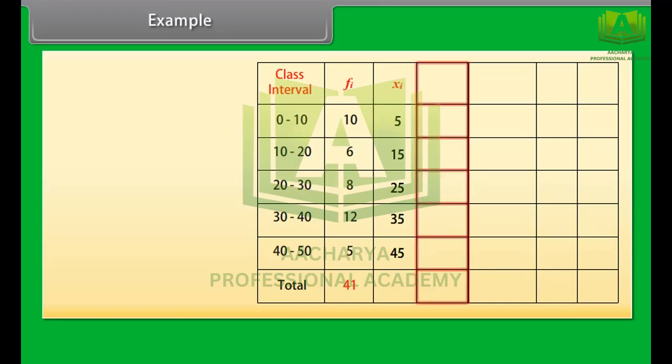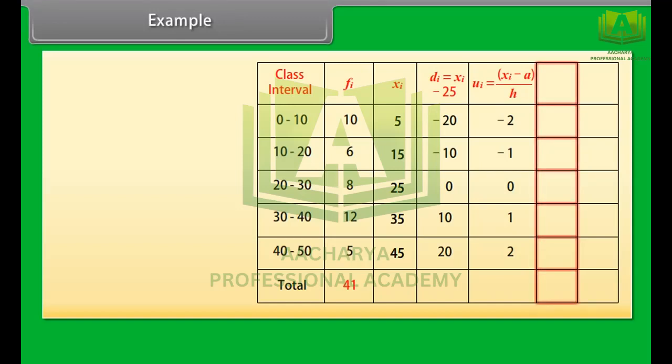In the fourth column, we find the deviation from the assumed mean as di. In the fifth column, we find the deviation from the assumed mean divided by the class size as ui. In the sixth column, we find the product of fi and di, and their sum is minus 40. In the seventh column, we find the product of fi and ui, and their sum is minus 4.